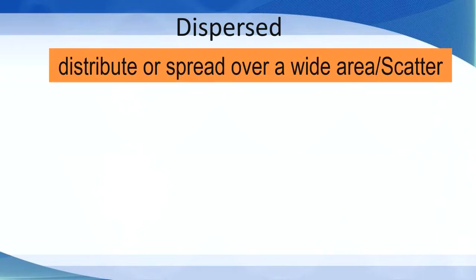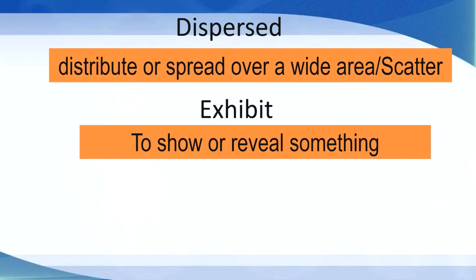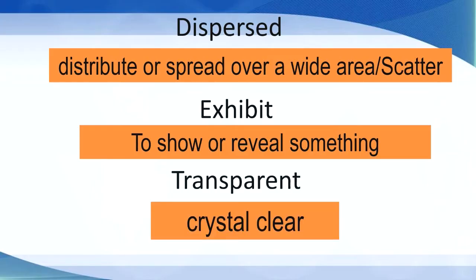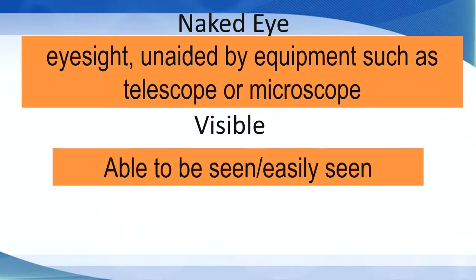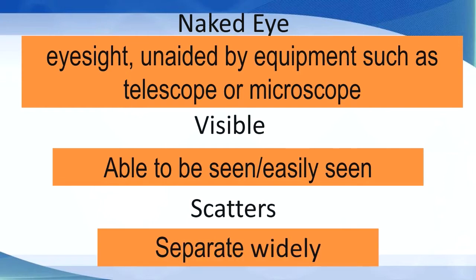Number 1 is dispersed. Pag sinabing dispersed, distribute or spread over a wide area or scatter. Next, exhibit, to show or reveal something. Transparent, crystal clear. Naked eye, eyesight unaided by equipment such as telescope or microscope. Visible, able to be seen or easily seen. Scatters, separate wildly.